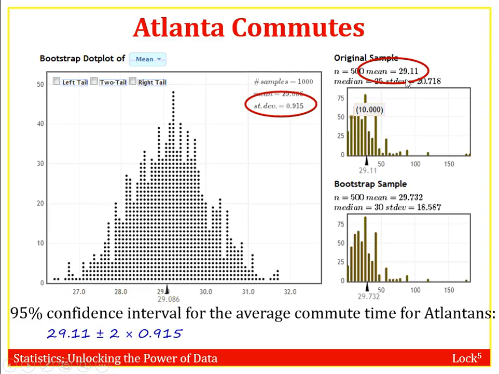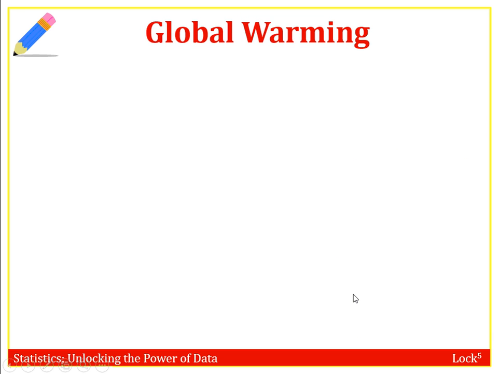So we take our 29.11 from up here, plus or minus 2 times the standard deviation of our bootstrap distribution here. So in other words, we get 27.3 minutes to 30.9 minutes.